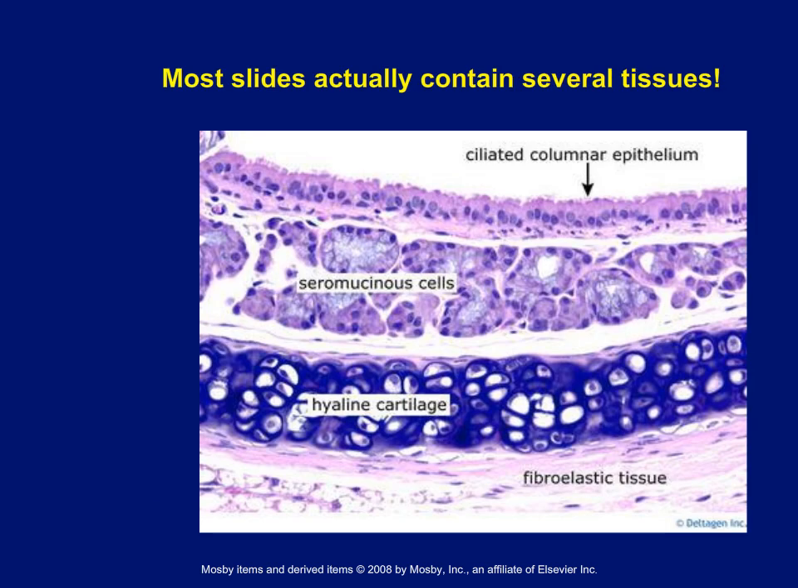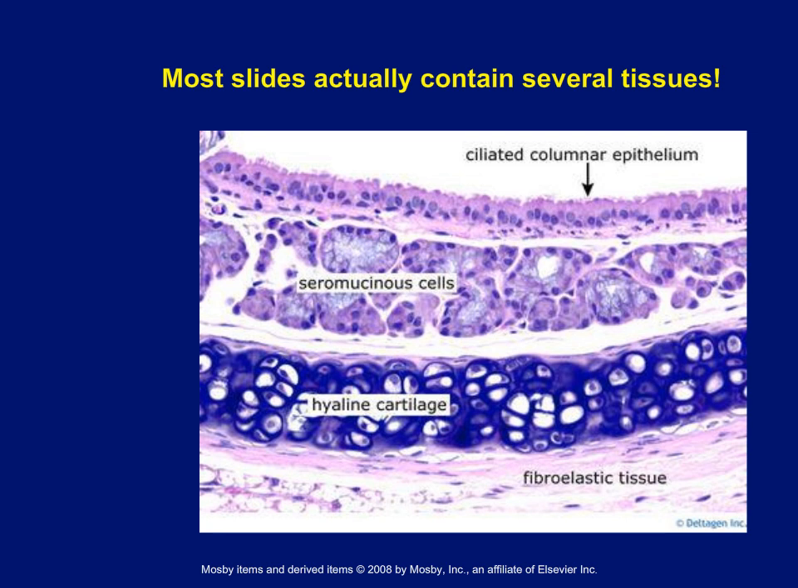So one of the reasons that your slide may look a lot different than the one in the textbook is because the slide you're looking at, chances are, has several different types of tissues on it. Now, you'll go into lab, you'll pick up a slide that says hyaline cartilage, and you'll think, oh, it must have hyaline cartilage on there. And that should be true, but chances are it's going to have a lot of other tissues on there as well.